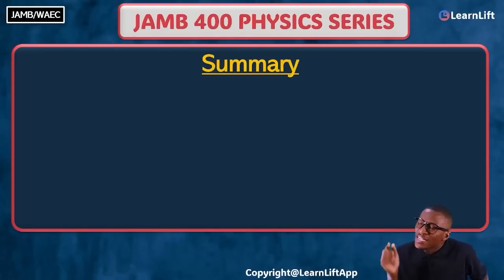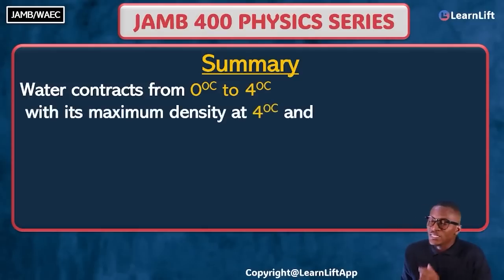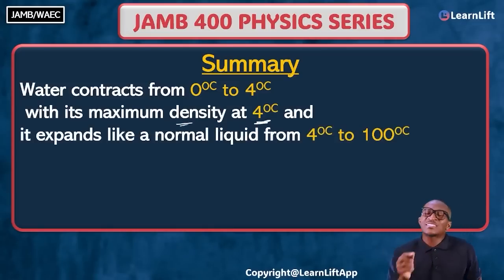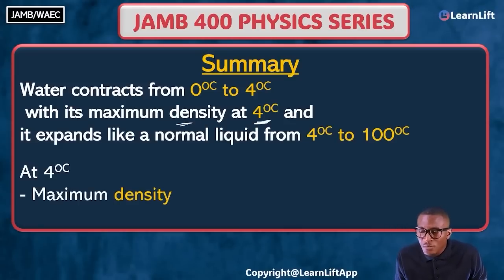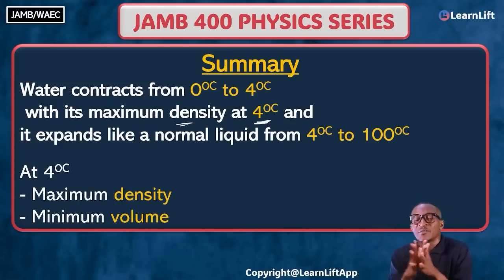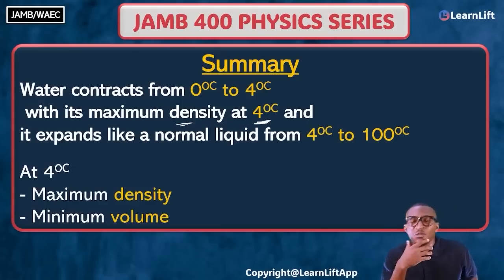Quickly, if you say you understand this, let me summarize. Water contracts between 0 to 4 degrees. I explained it just now, and we said that it keeps contracting until meeting a maximum of what? Of 4 degrees. And at that point, density is said to be what? Maximum. We then went further to say that it starts to expand between 4 to 100 degrees. Take note that at 4 degrees, it has a maximum density and a minimum volume. From the explanation I gave just now, if density is increasing, volume will be decreasing. Do you understand?